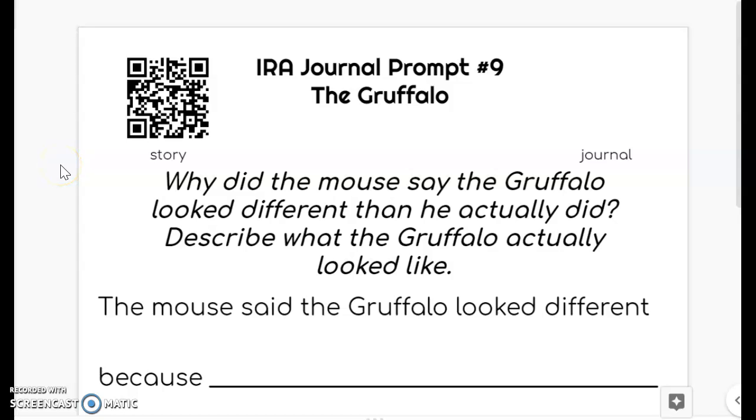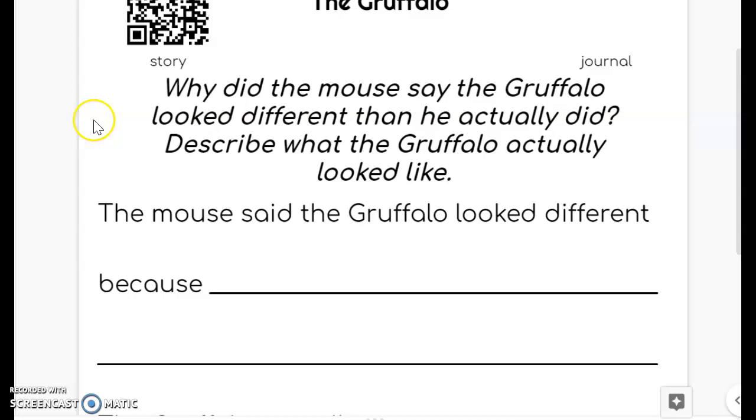Here's your IRA book for week number 9, and the book is The Gruffalo. Remember, you need to scan the QR code to listen and watch the book one more time before you start the journal prompt. If you've already listened to the story today, then we can continue.